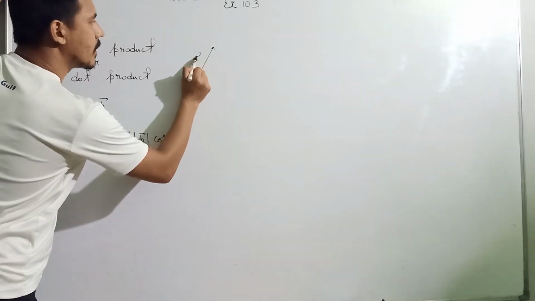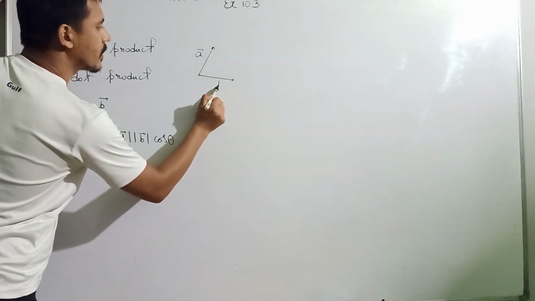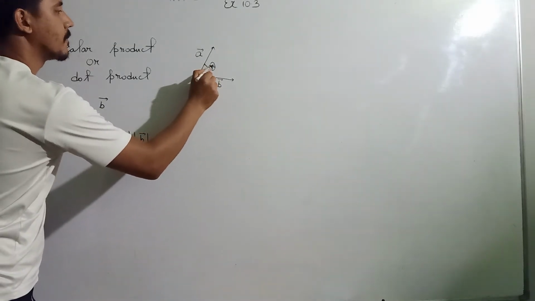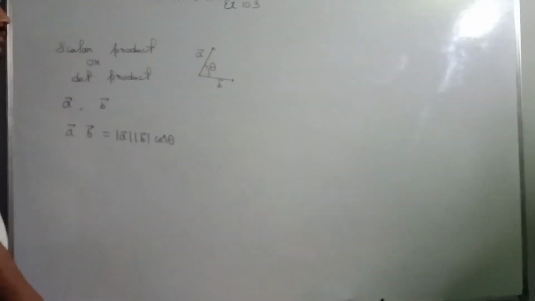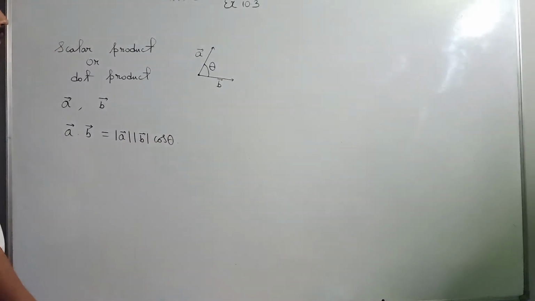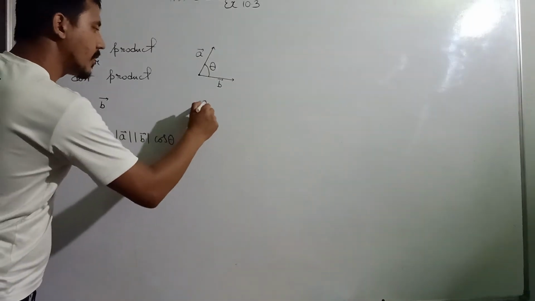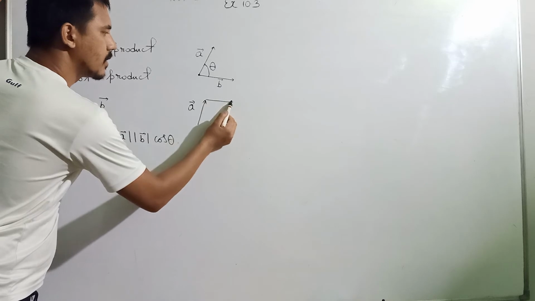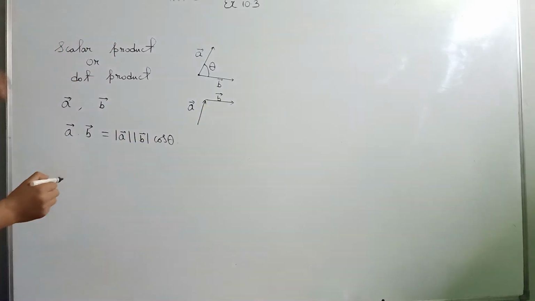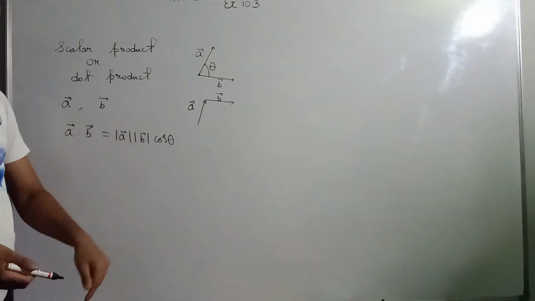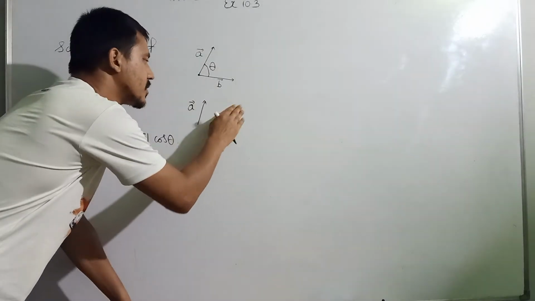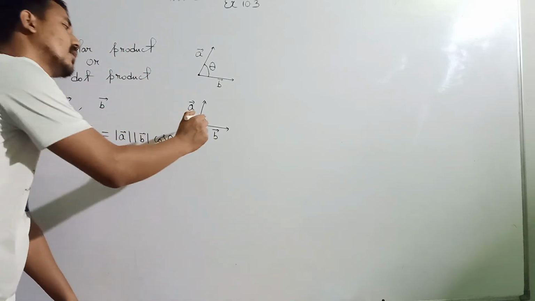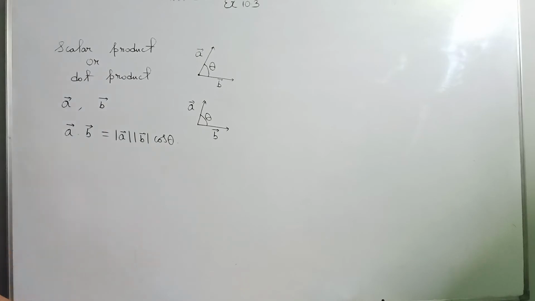Suppose this is your vector A and this is your vector B, then here theta is the angle between the vectors A and B. The angle between two vectors can be measured only when they are joined tail to tail. If this is your vector A and this is your vector B, then we cannot determine the angle between them. So we have to consider B as the free vector. B will be shifted from this position to this position. Shifting of vectors can be done. So only when the vectors are joined tail to tail, you can find out the angle between them.